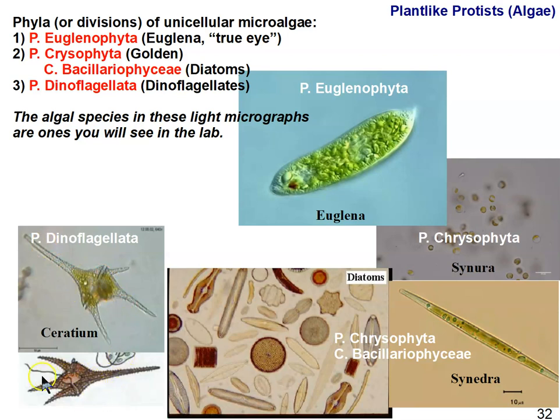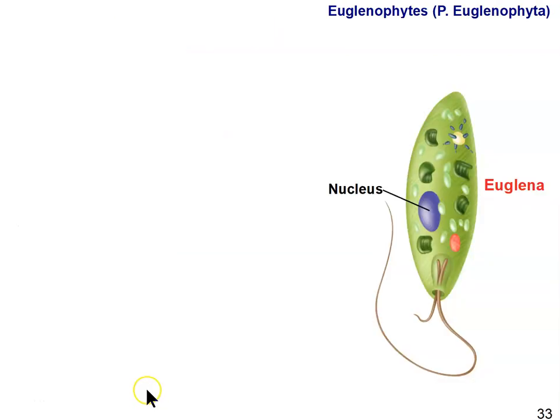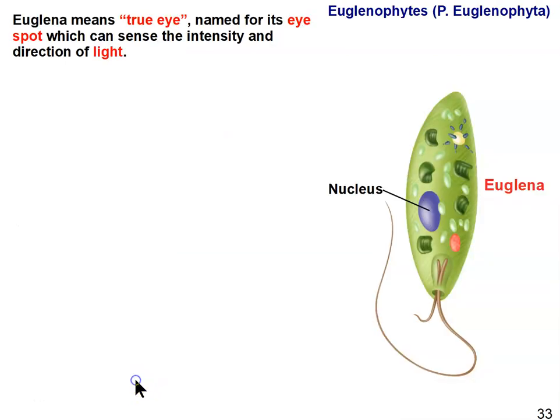And from the drawing, you can see the flagella. You can see the groove in their cell wall. They have cell walls made of cellulose, and they have a groove in their cell wall. And then within that groove is a flagellum. So I just included the drawing here so you can see that they have flagella, and that's why they're known as dinoflagellates, Dinoflagellata. So the first phylum of microalgae we'll take a look at is Euglena.